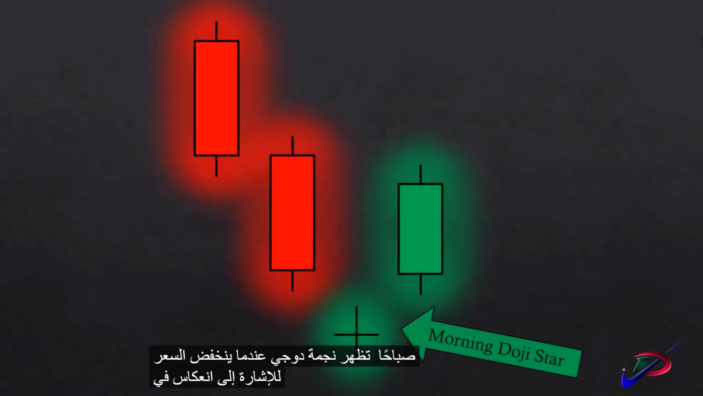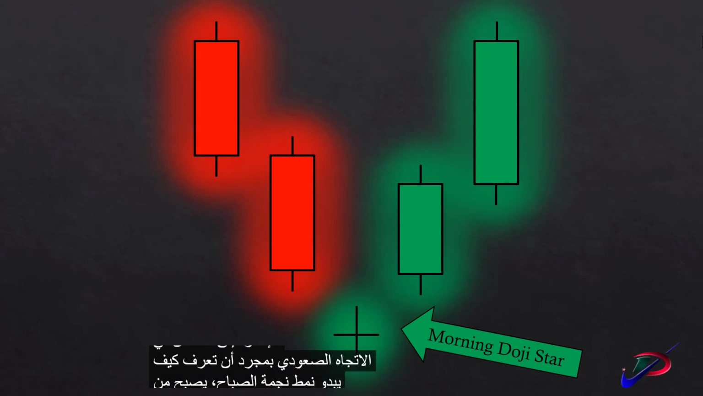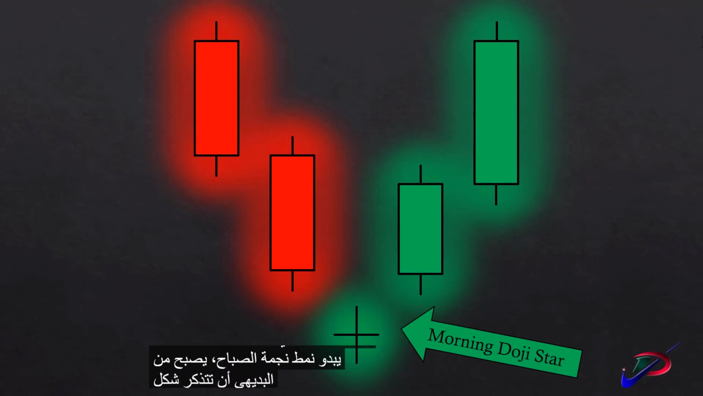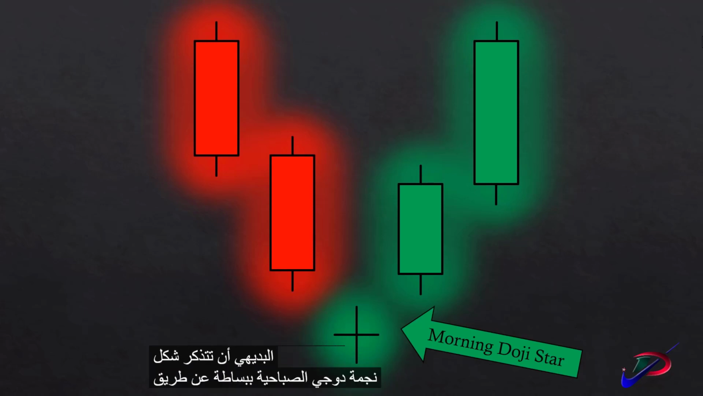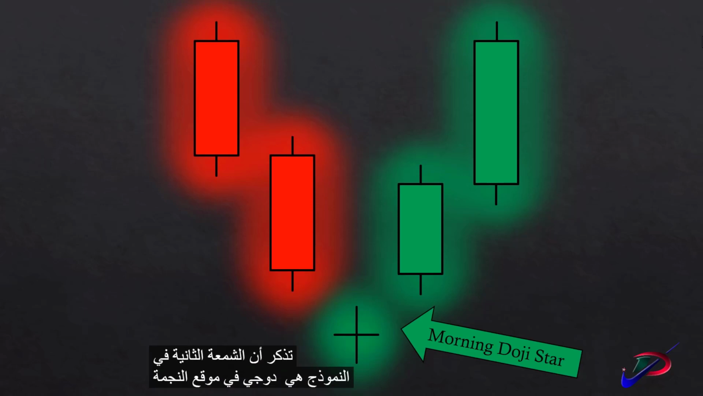The morning doji star appears when price is going down in order to signal a reversal to the upside. Once you know what a morning star pattern looks like, it becomes intuitive to remember what the morning doji star looks like simply by recalling that the second candle in the pattern is a doji in star position.